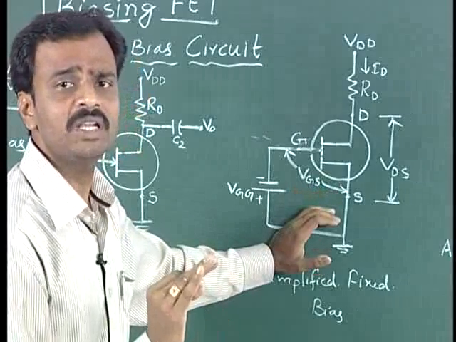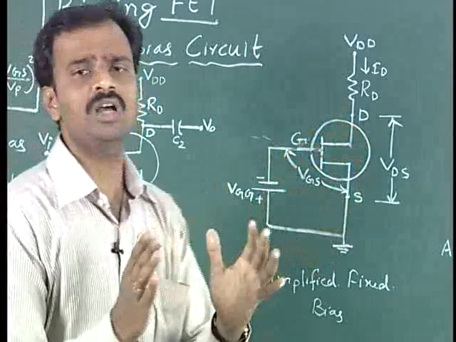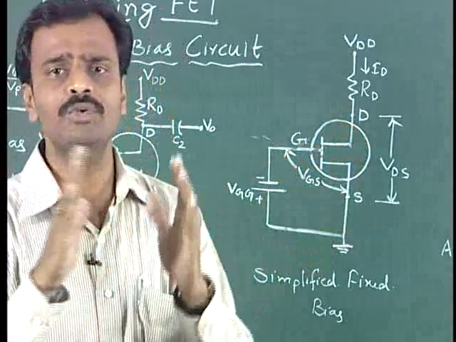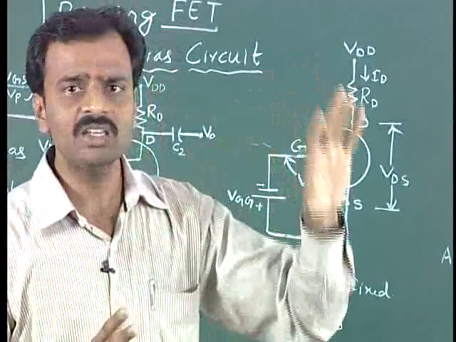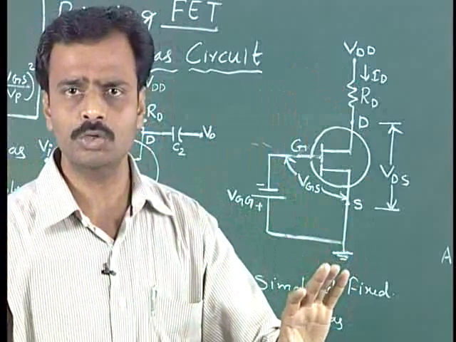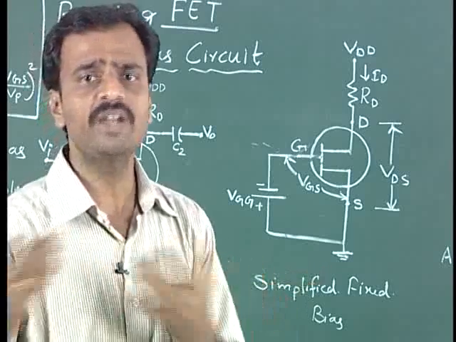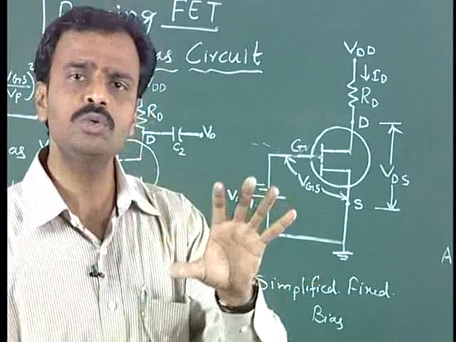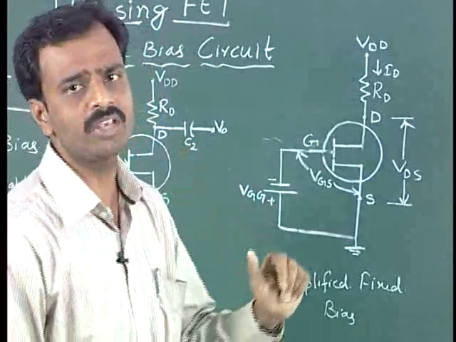Now, how can we maintain a stable operating point? It can be analyzed by a simple concept. First we have to draw a simplified diagram of the actual diagram, then apply KVL to the input of the circuit and KVL to the output of the circuit. We can get the values of a constant ID and a constant VDS, which gives an operating point, that is nothing but the Q point. So let us see how we can analyze that.